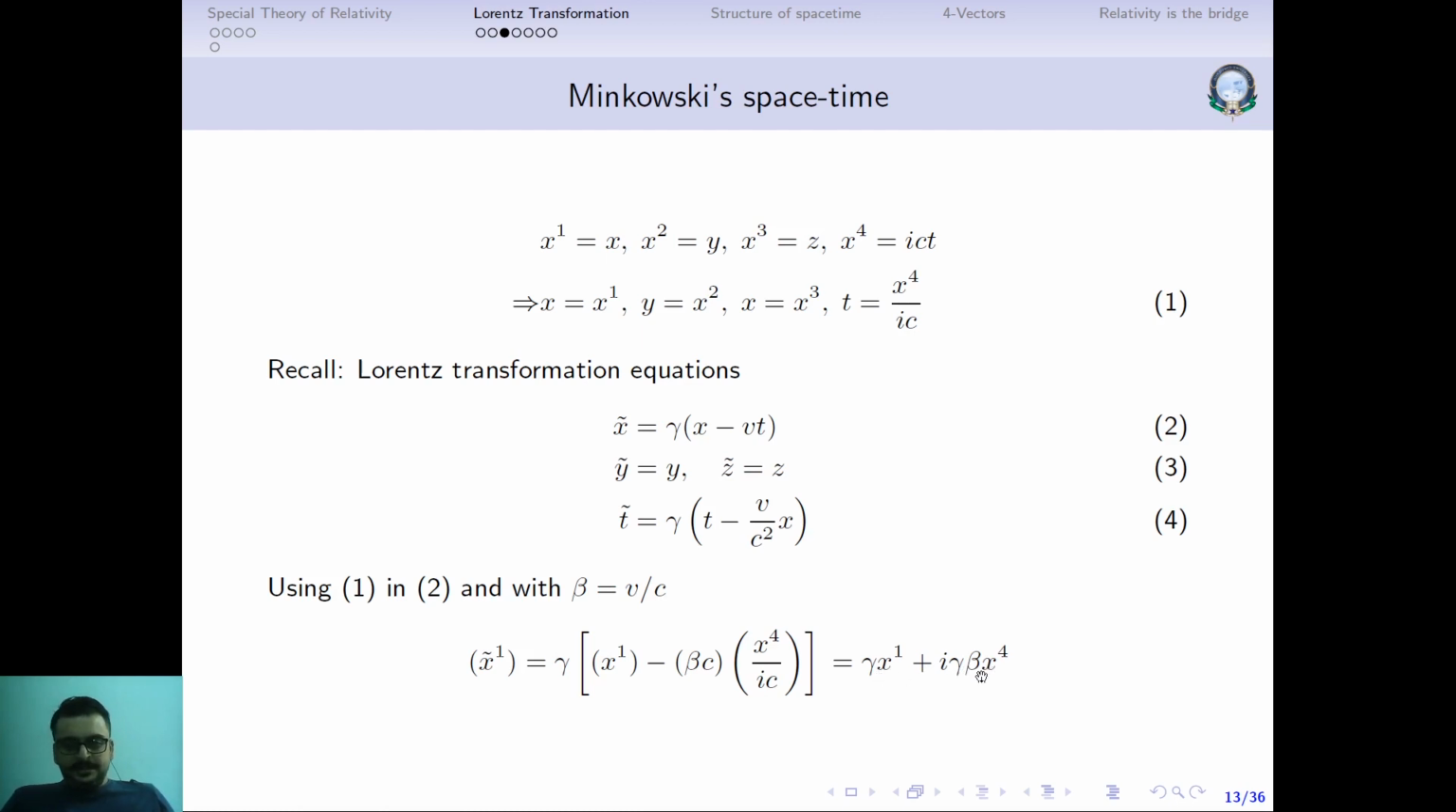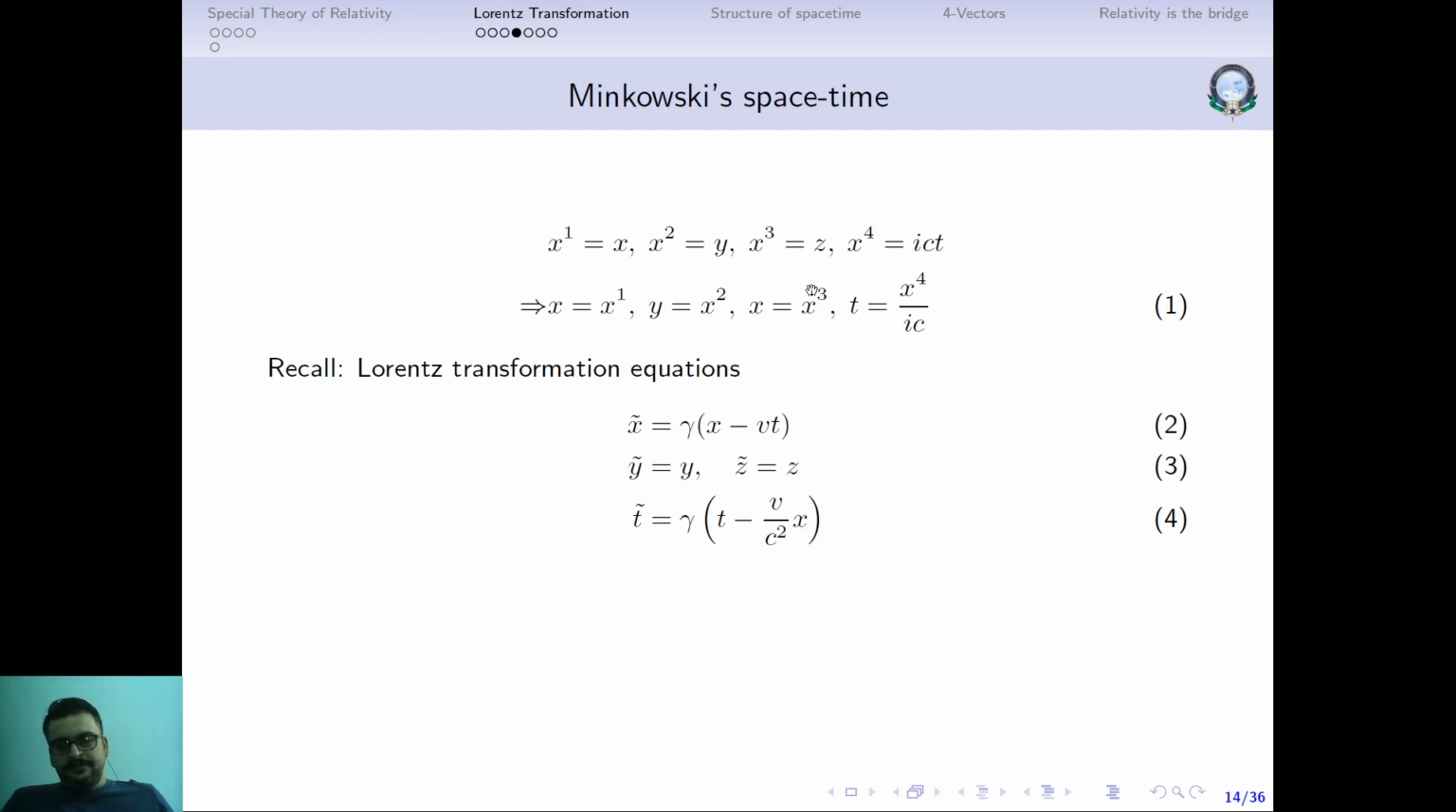So we'll write this in a more formal way. We say that x1 tilde is equal to gamma times x1 plus i gamma beta times x4. And just for the sake of completion, I am also including the other 2 coordinates, that is x2 and x3. Because these x2 and x3 don't appear here, I'll just multiply them with 0. So 0 x2 plus 0 x3. This is called equation number 5. We'll do the same thing with equation number 4 now.